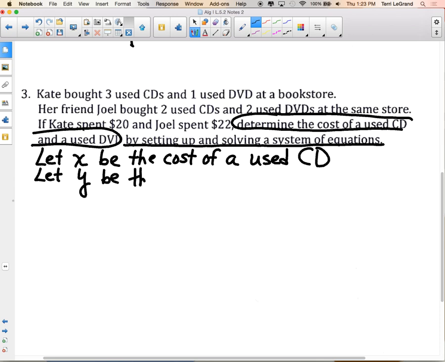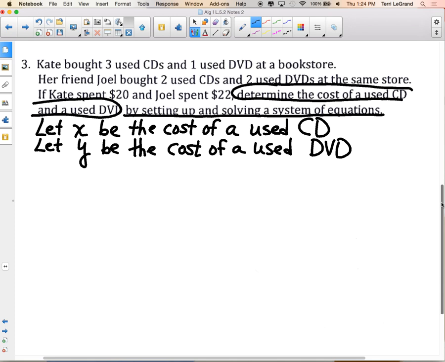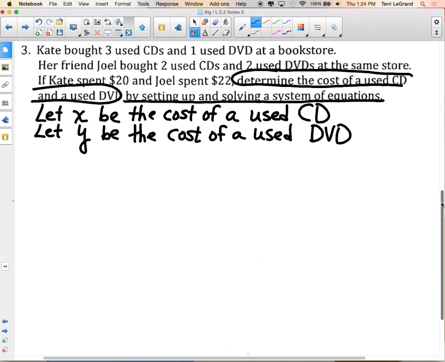Cost of a DVD, of a used DVD. Now, if you don't use the word used in there, that's not a big deal because there aren't new and used in here. Everything in this problem actually is used. Okay, well now I'm gonna go back and say, guess what? They're gonna give me some information that's gonna help me set up equations.